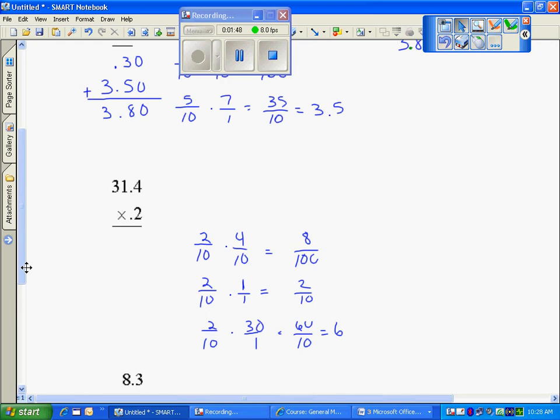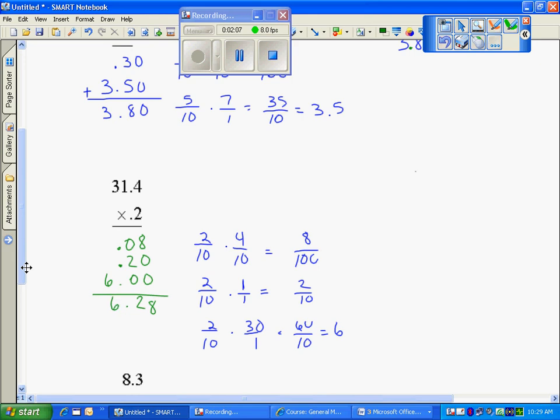Writing these underneath the problem and lining up the decimals, I have 8/100ths, 2/10, put a placeholder in, and 6 whole ones, adding my hundredths, my tenths, and my ones.